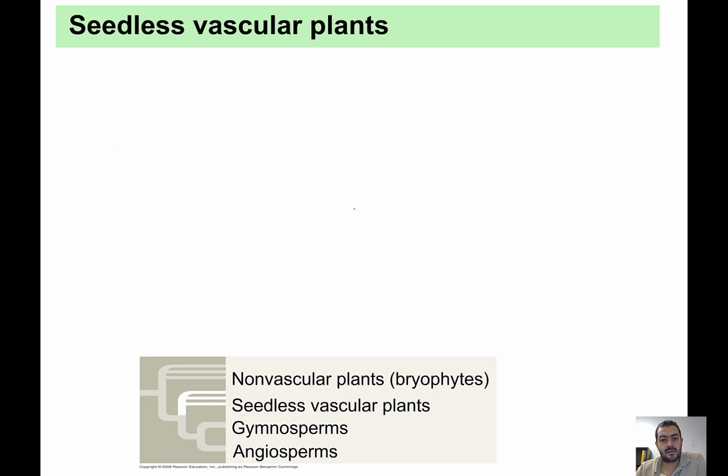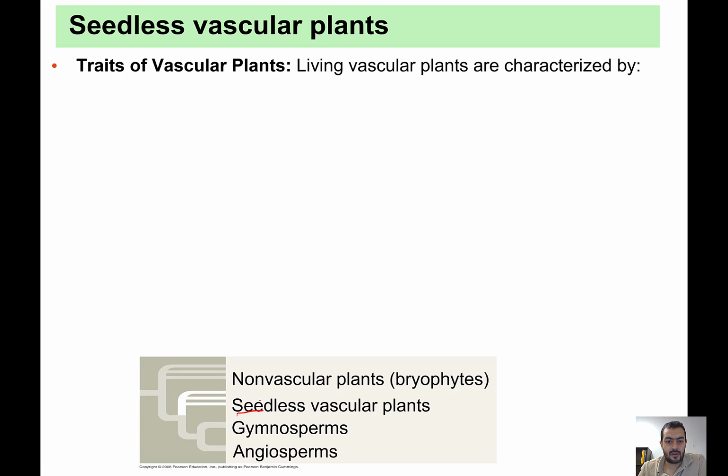So seedless vascular plants, which is this group, as you can see, it followed the first group, which is the non-vascular plants in evolution. So the non-vascular plants, they are called bryophytes, and they have no vascular tissues, and the next step in evolution was the development of vascular tissues, and the first group was seedless vascular plants.